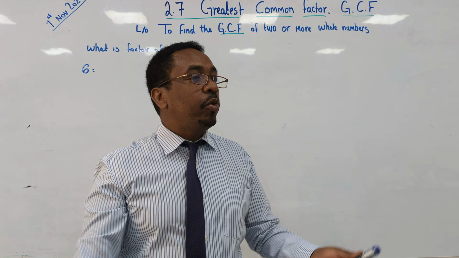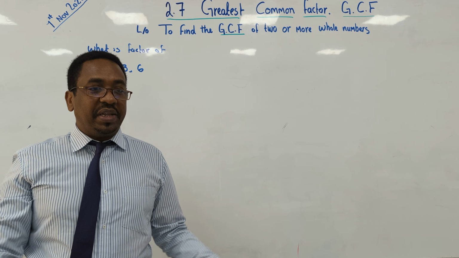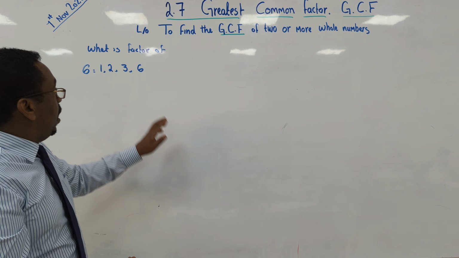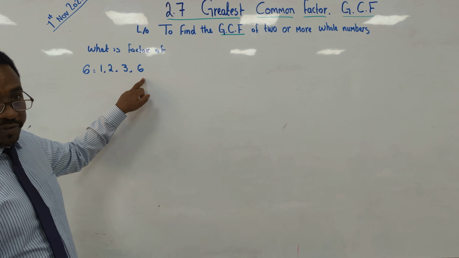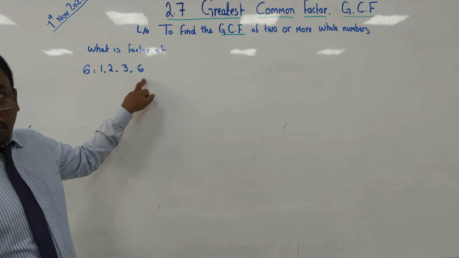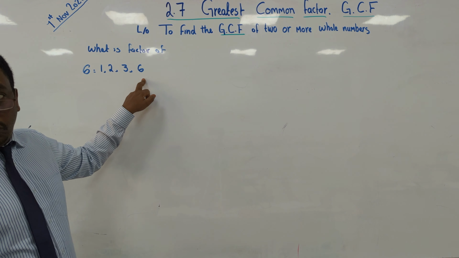So we line them up from smallest to biggest, right? So this is how we write it. The factors of 6 are 1, 2, 3, and 6. So you understand what factors are, right? 1 times 6 will give you 6. 2 times 3 will give you 6. So basically, those are the numbers that when you multiply give you the number.